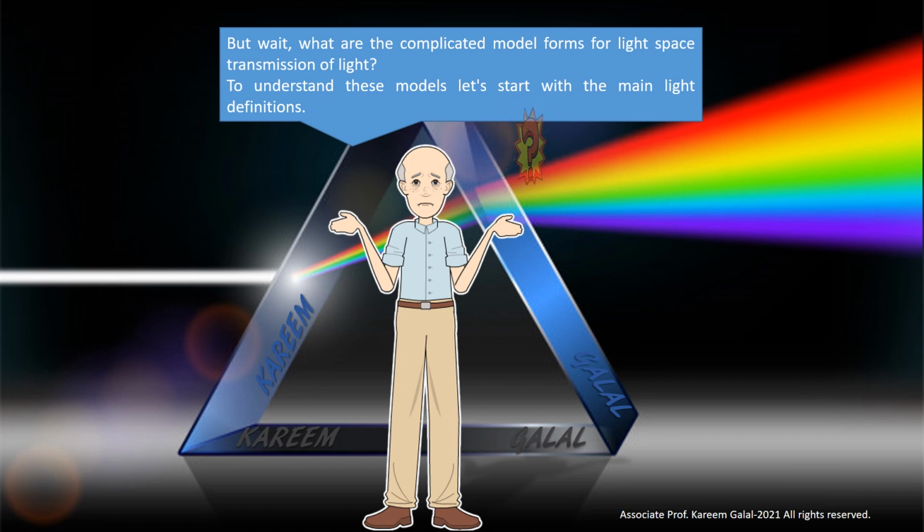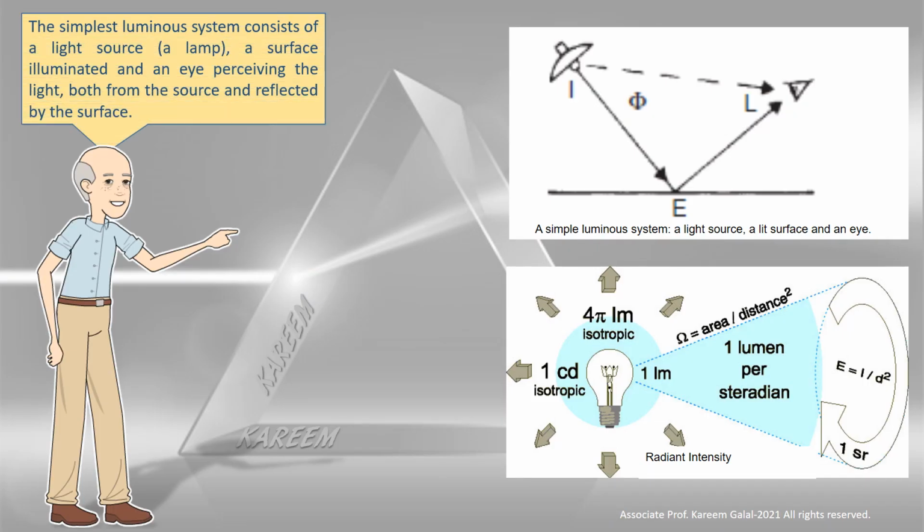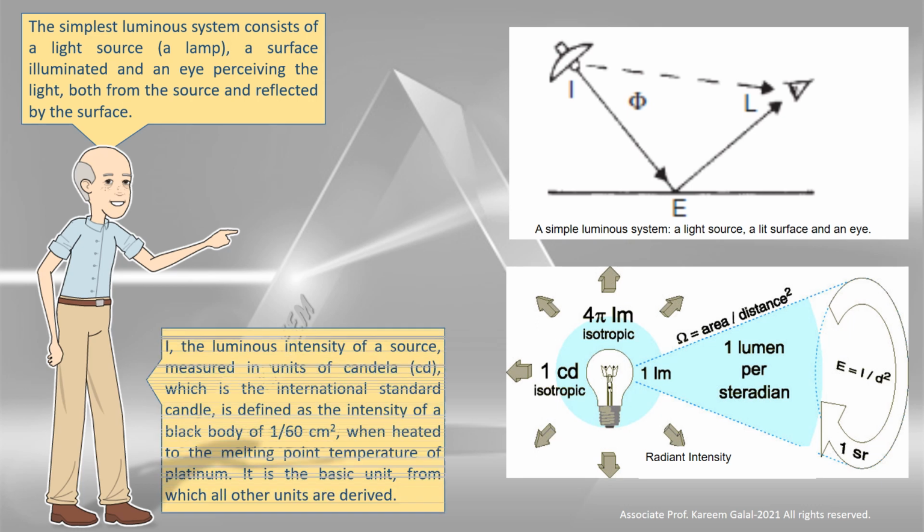To understand these models, let's start with the main light definitions. The simplest luminous system consists of a light source, a lamp, a surface illuminated and an eye perceiving the light, both from the source and reflected by the surface. I, the luminous intensity of a source, is measured in units of candela, CD, which is the international standard candle. It is defined as the intensity of a black body of 1/60th square centimeters, when heated to the melting point temperature of platinum. It is the basic unit, from which all other units are derived.